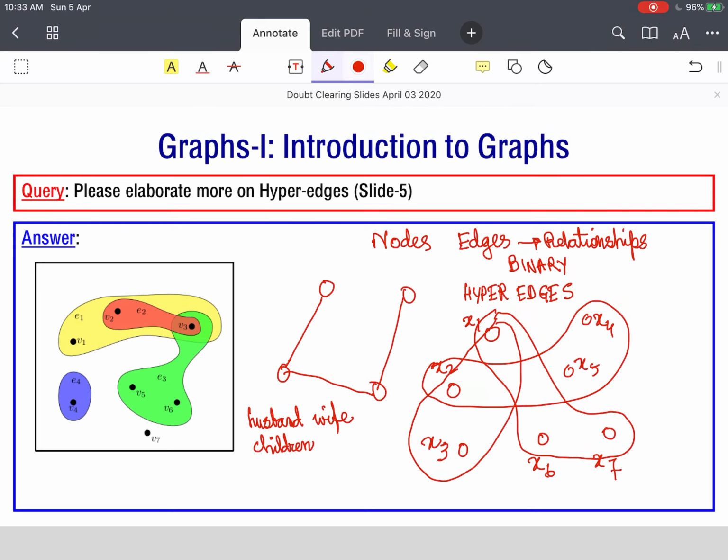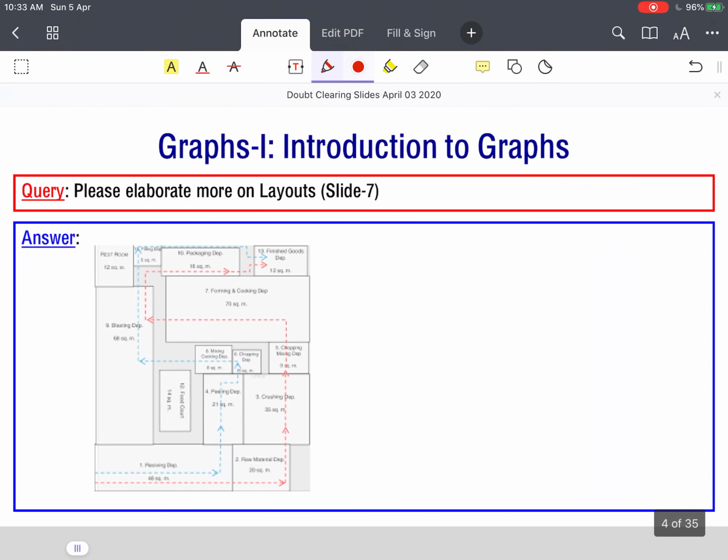There may be multiple children, somebody may have 3 or 4 children, and so on and so forth. This is how hyper edges are created, and in general hyper edges can connect any subset of the nodes. So this is how we get hypergraphs or hyper edges in graphs. These have more complex applications. We are not concerned with those algorithms for hyper edges in this course.